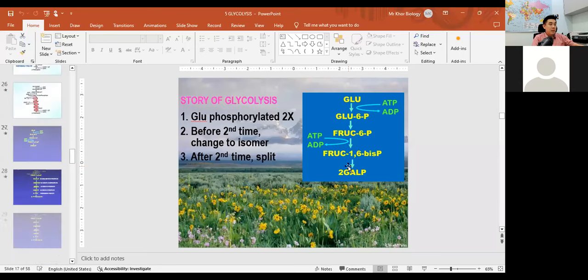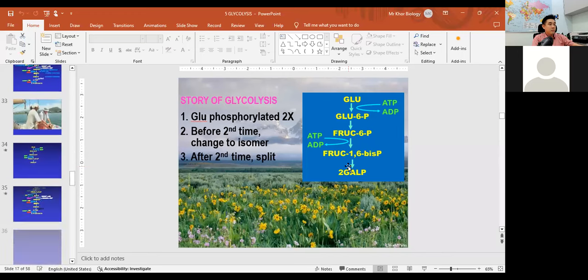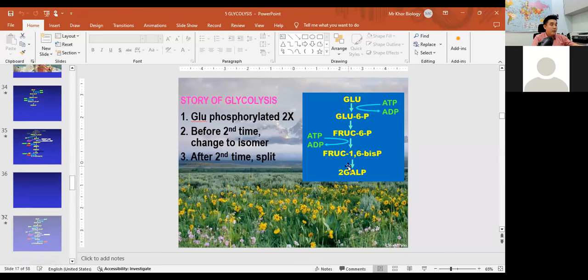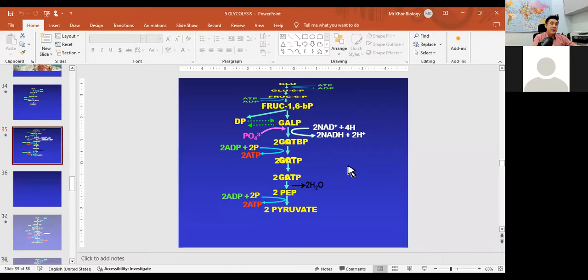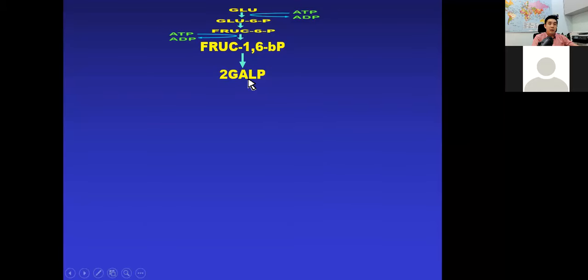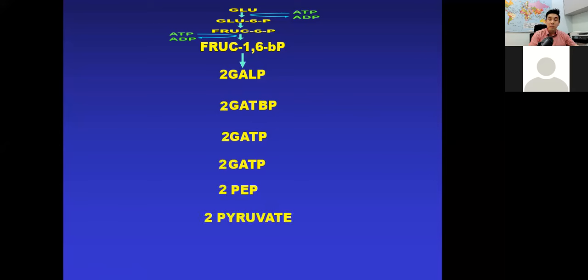And then from here, guys, you have to use this method. BP3P2P. End with pyruvate. Join all together.